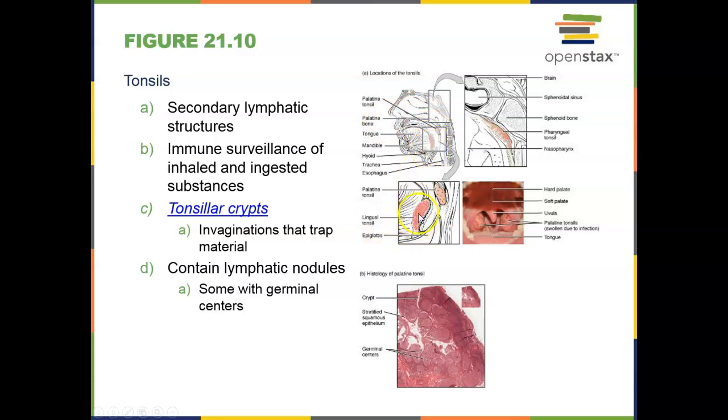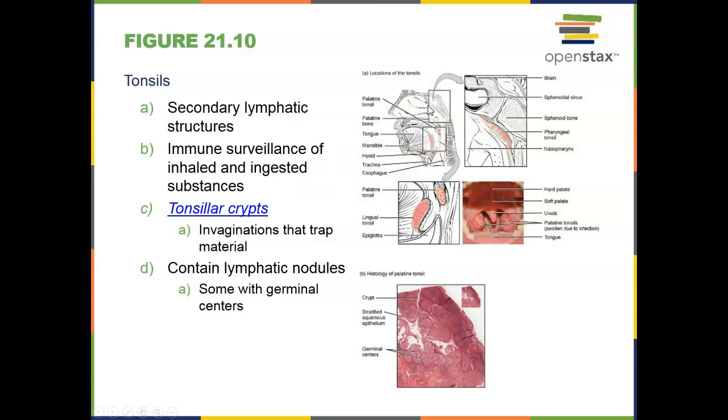Lingual tonsils are going to be at the base of the tongue, and these tonsils are never removed. I've never heard of anybody having a lingual tonsil removed. The palatine tonsils are located in the back of the mouth, and the pharyngeal tonsils are located in the nasal cavity. These are the ones that are typically removed if we're going to have any removal of tonsils.